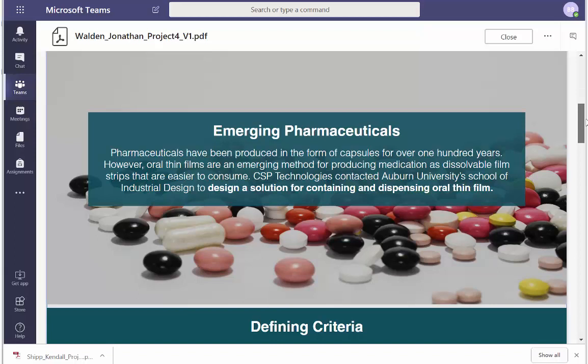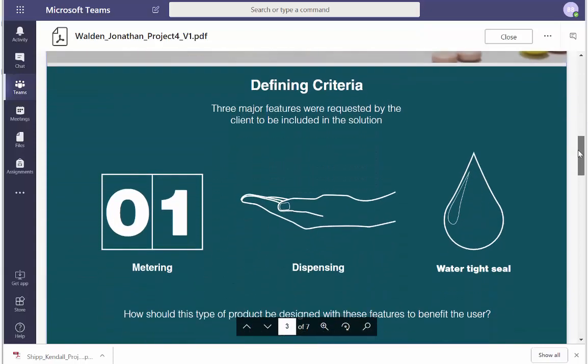Alright, keep in mind, the general public doesn't know what an oral thin film is until you give me the context of a Listerine packet. That's the majority's reference, right? Good, I like this.